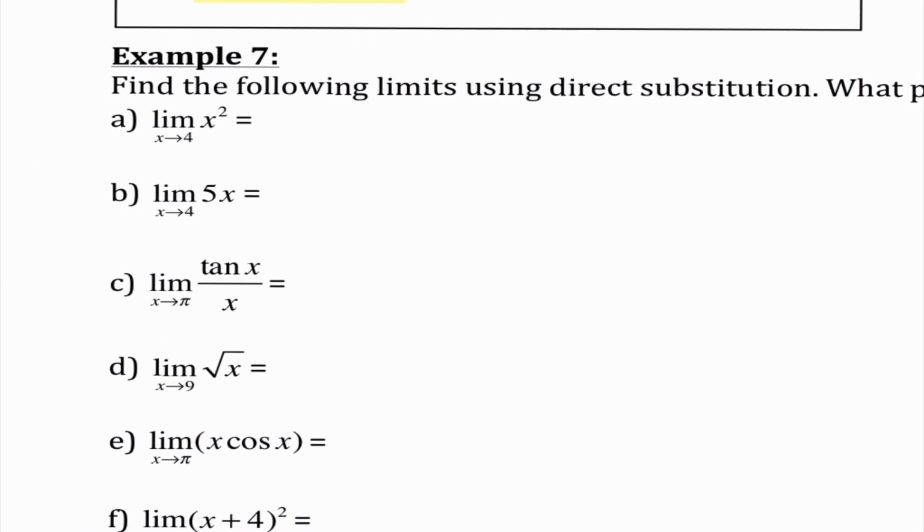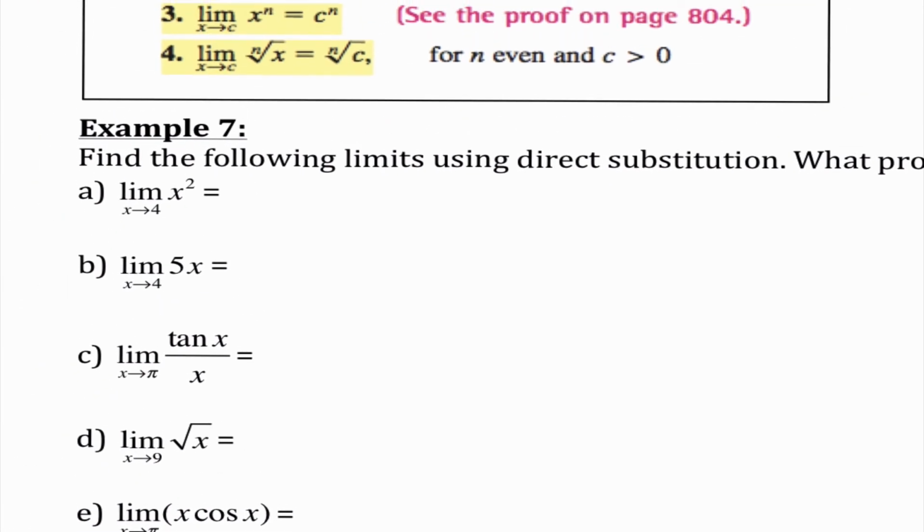What properties are being used? So for A, it says the limit of x squared as x approaches 4. It appears that we are using direct substitution here, and it looks like I'm going to use that power property because I see that exponent. So all we're going to do here is do 4 squared, which is 16, and that is our answer.